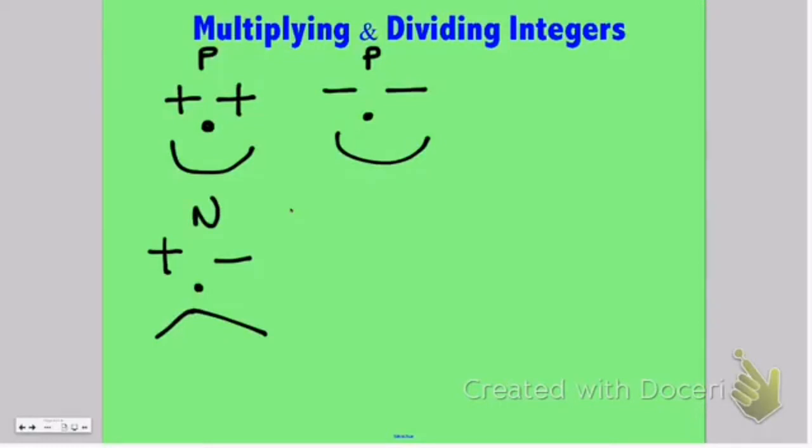Do you see it there? And a negative times a positive, also unhappy. He got punched in the other eye. So again, this works for multiplication and division. Both of these rules are going to be the exact same. So this is a great strategy if you want to draw your smiley faces on a quiz or a test or a homework assignment. This is a great way to help you remember those rules.